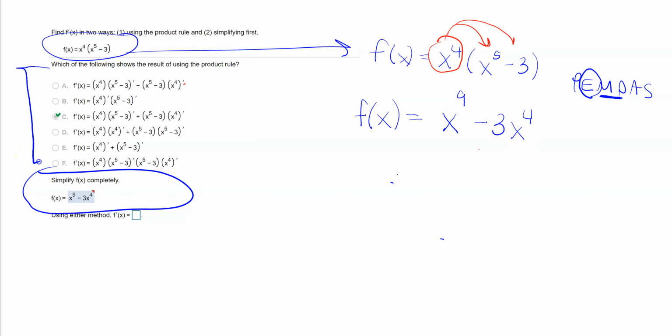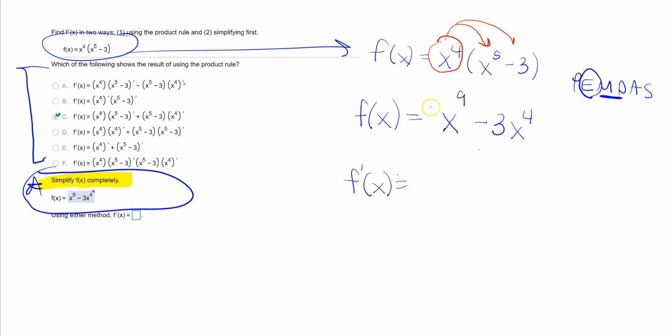So we were asked to write out the product rule. Then we were asked just to simplify the original function. Here I've simplified my original function. Now when I take the derivative, I should get the same answer as before. So now I can bypass the product rule altogether. I'm just going to do power rule now. So I'm taking my derivative with the power rule.